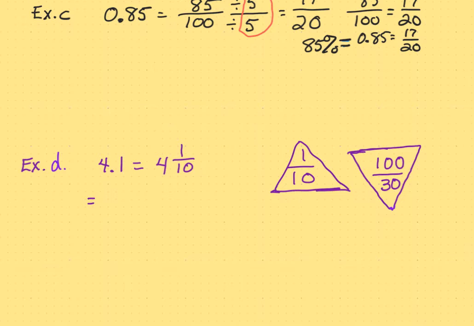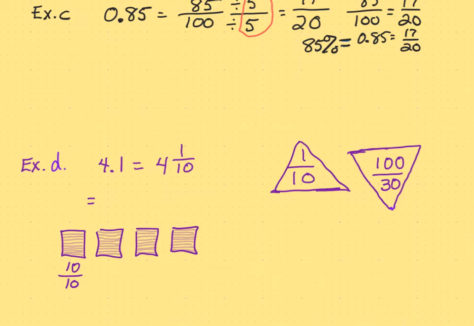Okay, if you have 4 of something and you break them each into 10 parts, then you have 10 parts out of the 10 parts for that whole one there, and 10 out of 10 for this one, and 10 out of 10 for this one, and 10 out of 10 for this one. So you have 10 tenths here, 10 tenths here, 10 tenths here, 10 tenths here. So how many tenths do you have? 10, 20, 30, 40. You have 40 tenths.